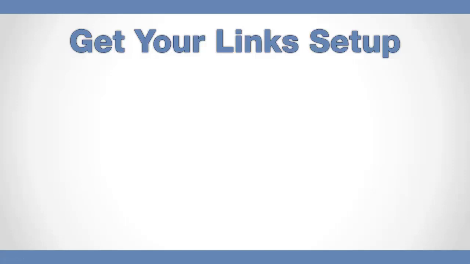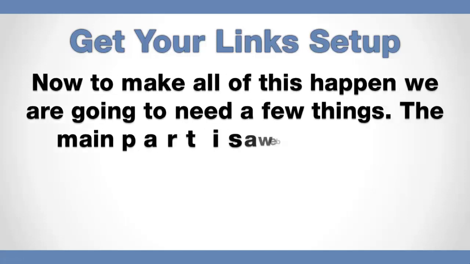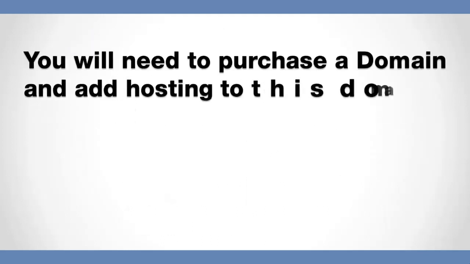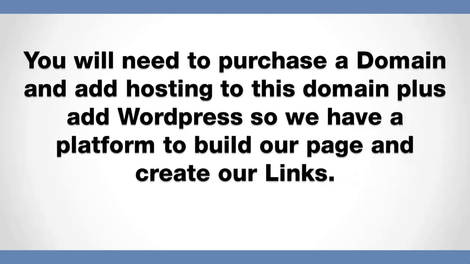In this one, we'll go ahead and get our links all set up. To make all this happen, we're going to need a few things. The main part is a web page, and to make this happen, I would select a niche related domain name, or even use your own name as a domain. So you're going to need to get a domain name. You will need to purchase that domain name and add hosting to it. Plus you need to add WordPress so that we have a platform to build our page and create our links.